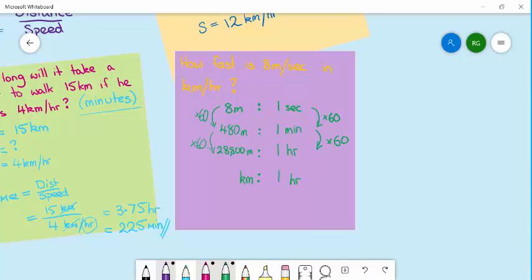Which is the same as, if we now divide that by 1,000, 28.8 kilometers per hour. So that is the same. 28,800 meters is 28.8 kilometers per 1 hour. So the speed is ultimately 28.8 kilometers per hour. Now, I don't think I could run that no matter how quickly I tried.